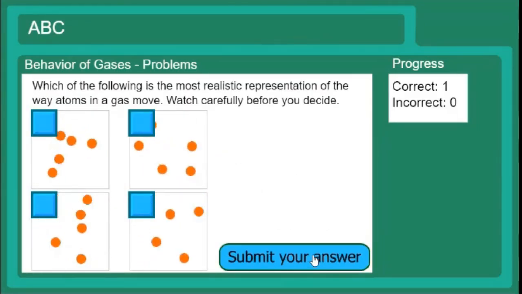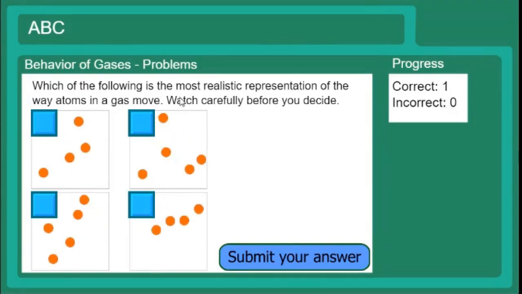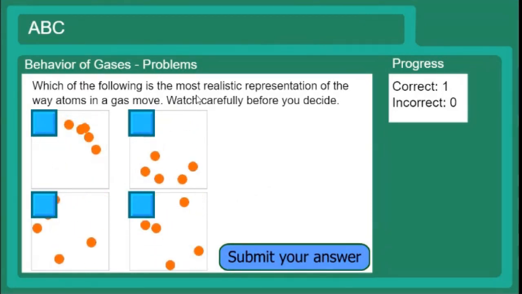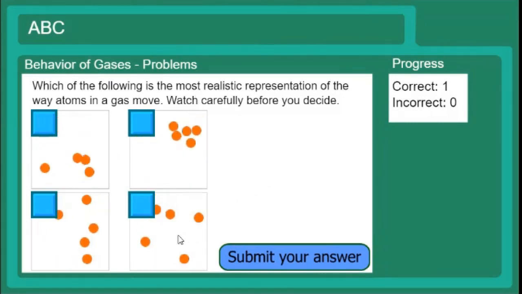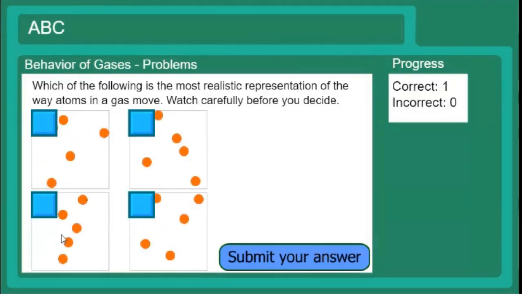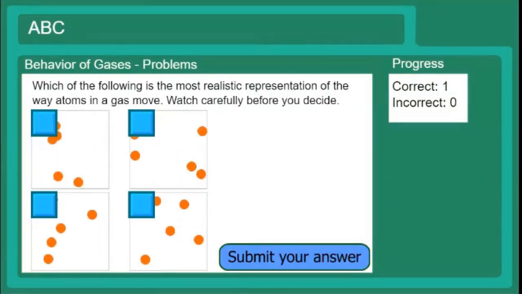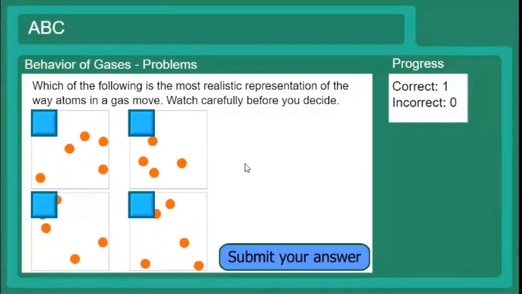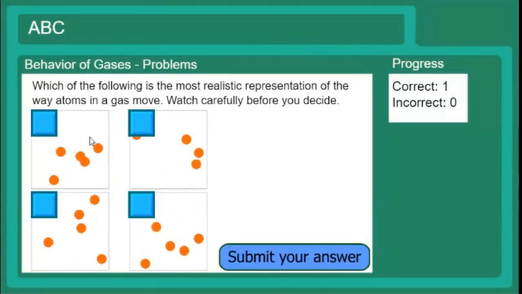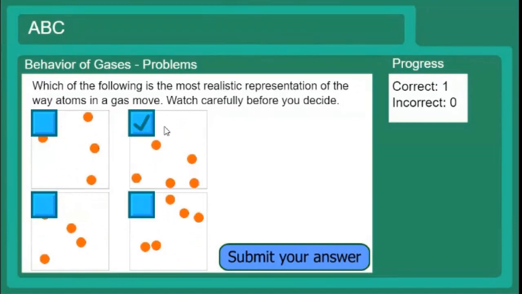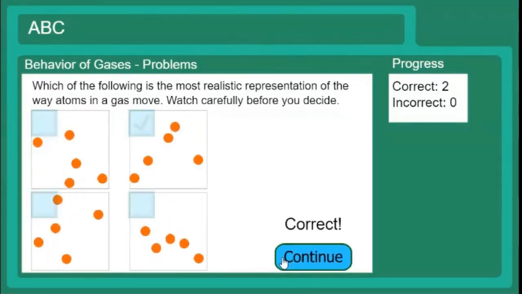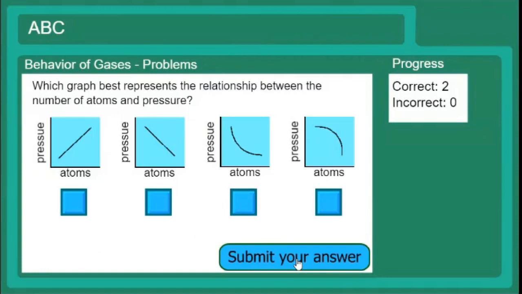Ini memang senang salah. Which of the following is the most realistic representation of the way atoms in a gas move? Okay, tak mungkin atas bawah je, tak mungkin kanan kiri je, dia mesti scattered around. So antara A dengan B je, you rasa yang mana? A dia pusing-pusing. Jadi B. Yes, betul.